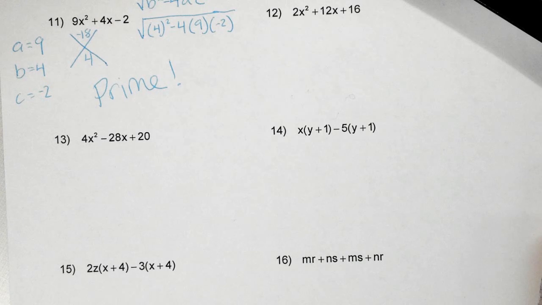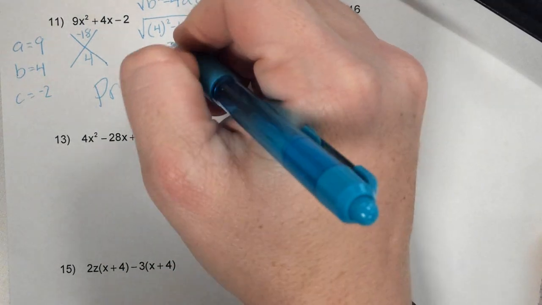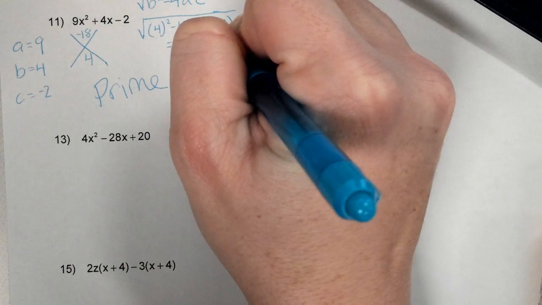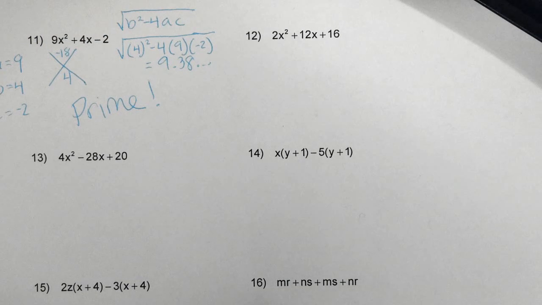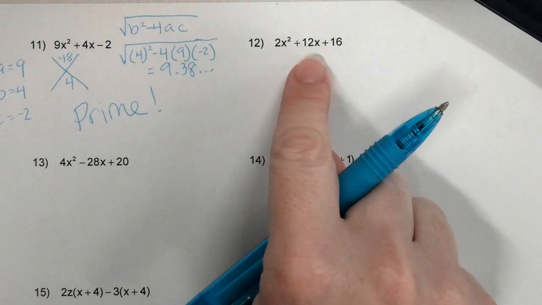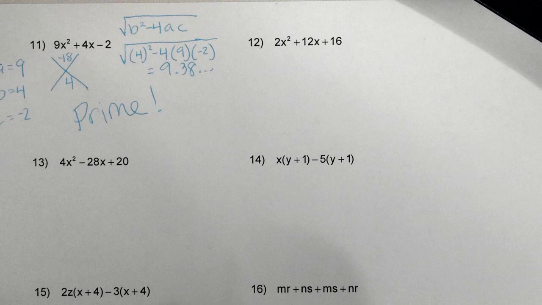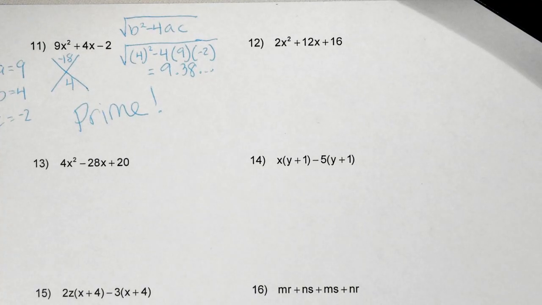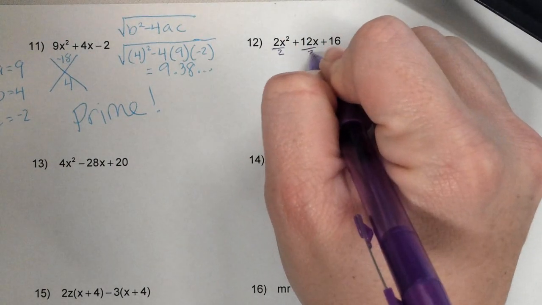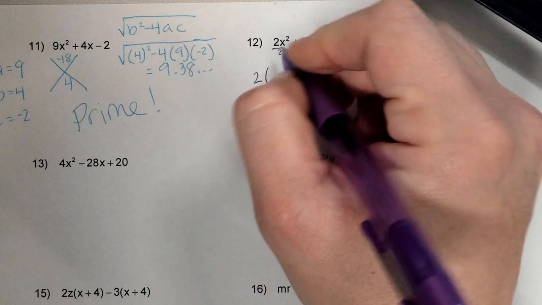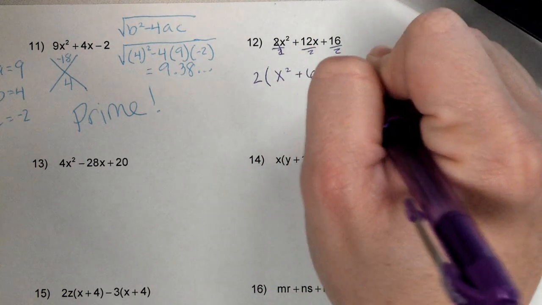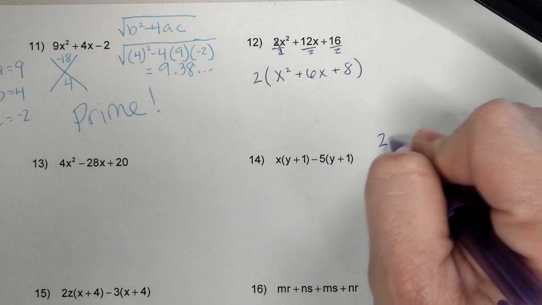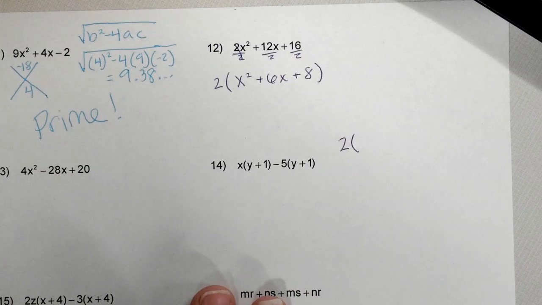Okay, so that one's prime, and we proved it because this equaled an ugly number of 9.38, and so on and so forth. Okay, so now let's look at number 12. Here, 2 goes into 12, 2 goes into 16, so we do have a GCF. So we need to take it out. I take it out, I'm left with x squared plus 6x plus 8. And I'm going to write that 2 here so I don't forget it. It is still a part of my answer.